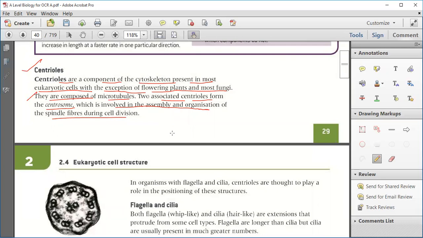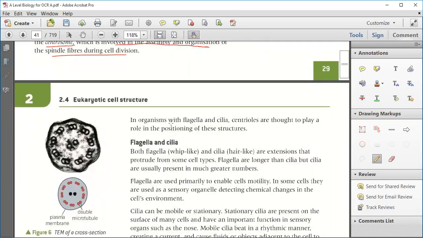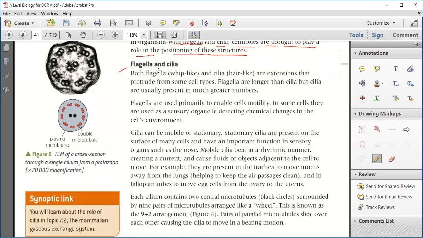Now in organisms with flagella and cilia, which help in motion, centrioles are thought to play a role in the positioning of these structures. Now first we have flagella and cilia. Flagella is a whip-like and cilia is a hair-like extension that protrudes from some cell types. Flagella are longer than cilia, but cilia are usually present in much greater number. Both are nothing but threads.